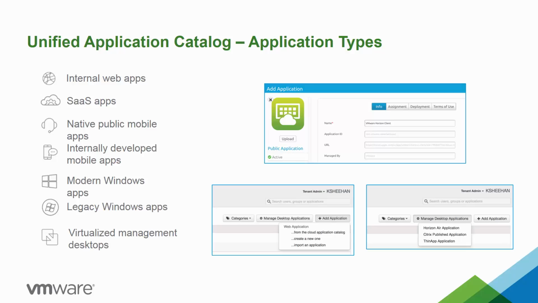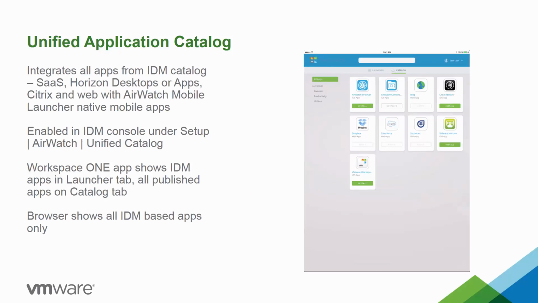So from within that app catalog, the user will have access to any and all of those different types of applications, as well as any virtual desktops, if Horizon View is configured within the Workspace environment, to where whatever they're entitled to by policies, they will have access to within this application catalog. The Unified App Catalog integrates all apps from the Identity Manager or IDM catalog. Identity Manager, I'm just going to call IDM for short throughout this presentation.